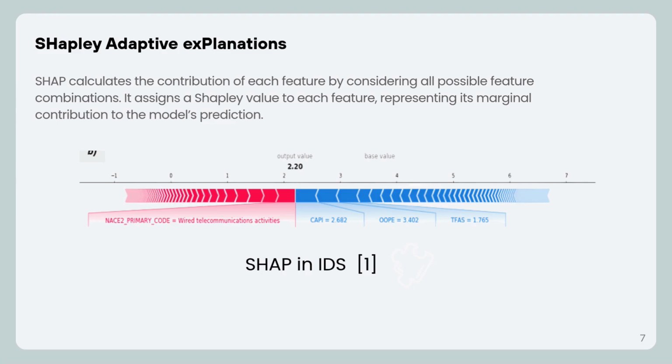Shapley Additive Explanations is an explainable AI technique that is based on cooperative game theory. Based on Shapley values from economics, SHAP provides a unified framework for understanding both local explanations of the predictions and global model behavior. It calculates the contribution of each feature by considering all possible feature combinations, and then it assigns a Shapley value to each feature, representing its marginal contribution to the model's prediction.